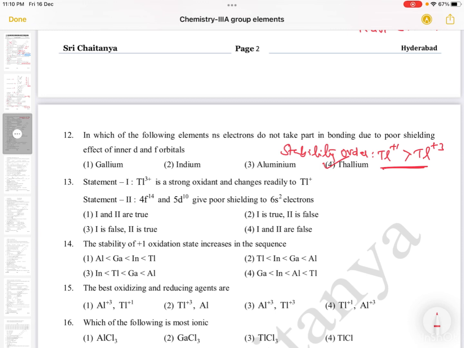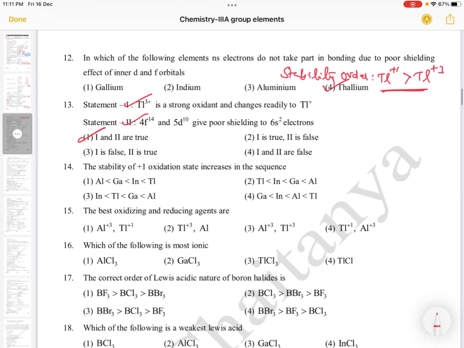Thallium 3 plus is a strong oxidizing agent and changes readily to thallium plus 1. Yes, this is the correct statement. Next, 4f14 and 5d10 give poor shielding to 6s2 electrons. Yes, this is also a correct statement. Both are correct. Stability of plus 1 oxidation state increases in the sequence: aluminium is less than gallium, which is less than indium, which is less than thallium, right? Thallium is more stable with the plus 1 oxidation state. Correct statement.